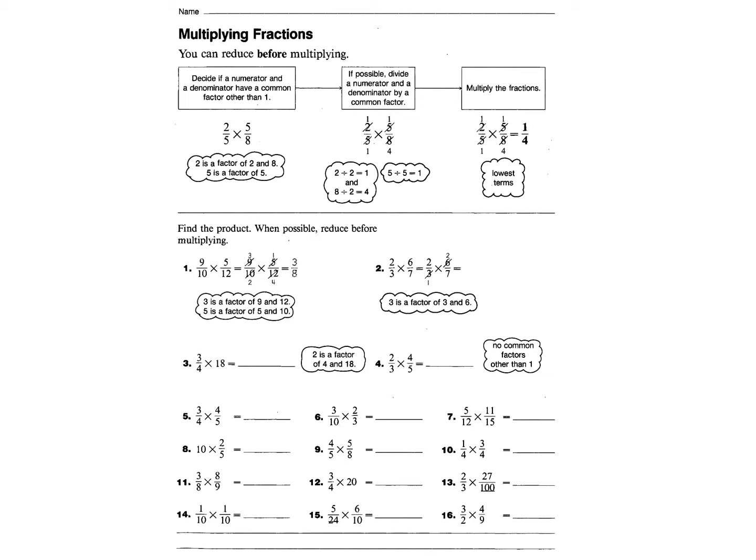2 divided by 2 equals 1, and 8 divided by 2 equals 4. 5 divided by 5 equals 1. Multiply the fractions. Reduce to lowest terms. Find the product. When possible, reduce before multiplying.